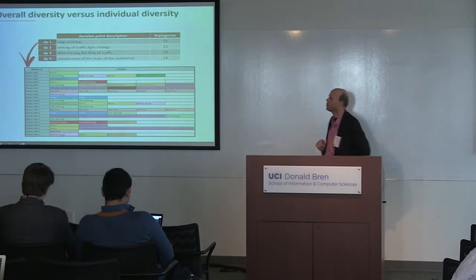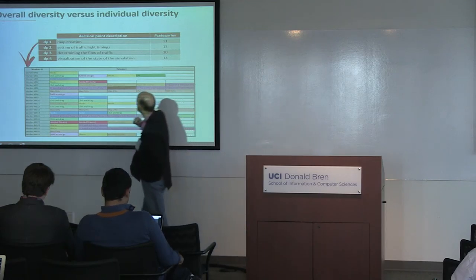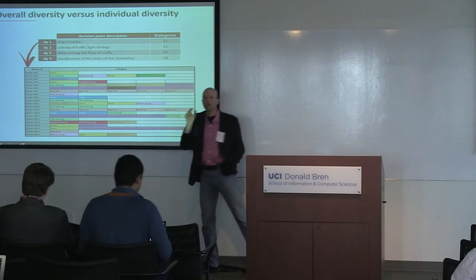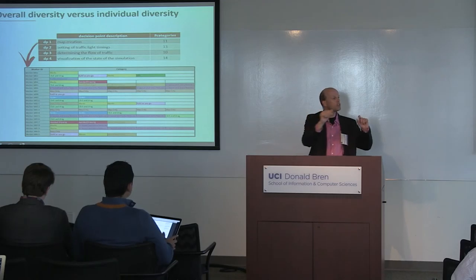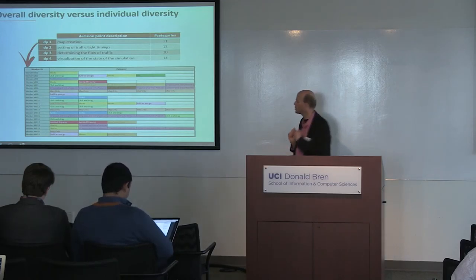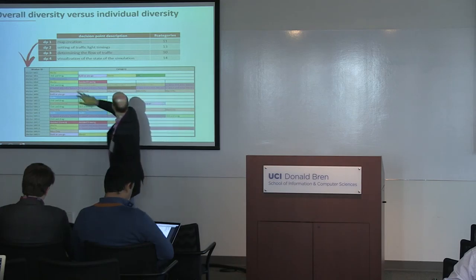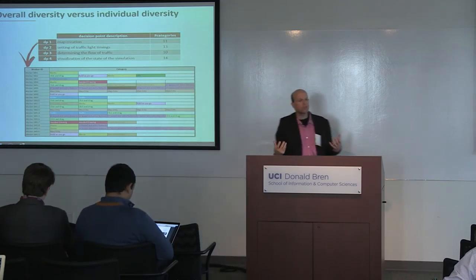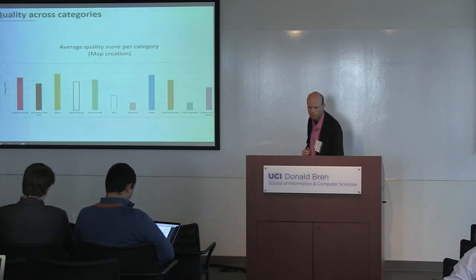In terms of overall diversity versus individual diversity, people could submit between 1 and 5 solutions. So let's look at this worker and then look at their color. They designed exactly the same kind of solution 5 times. They made little tweaks to their solutions, but didn't move much to anything fundamentally different. That was sort of prevalent for most workers, except maybe this one, who had 4 entirely different ways of going about it. So the diversity of the crowd is actually important compared to the diversity of individual workers.